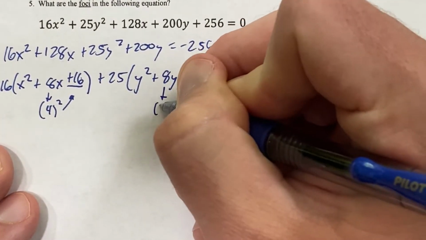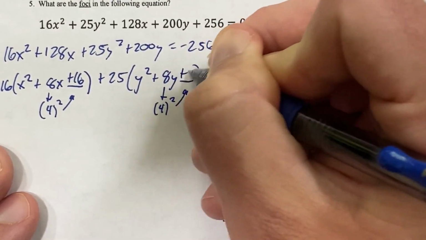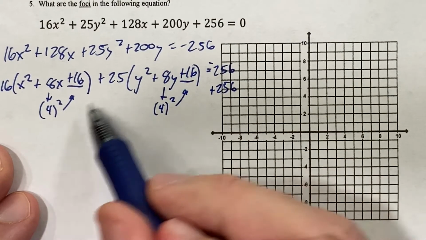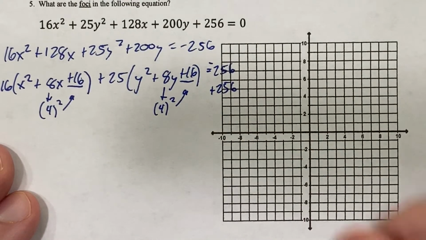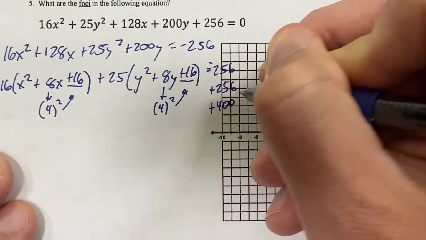And right here, half of 8 is 4. 4 squared is 16. I didn't just add 16 over here. I added 25 times 16. So 25 times 16 is 400. So we've got to add 400 over to this side.